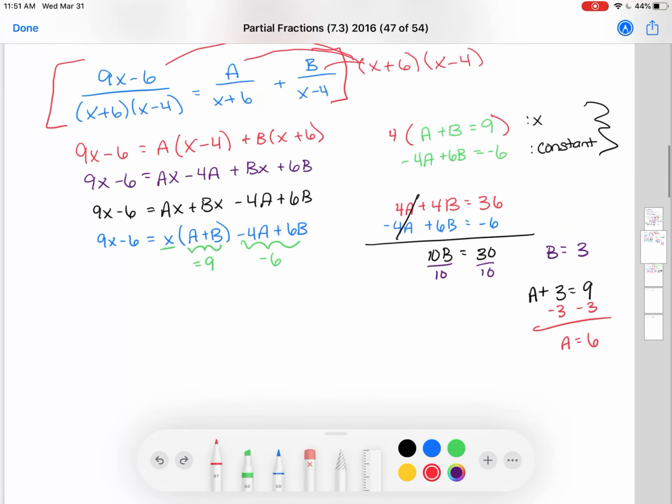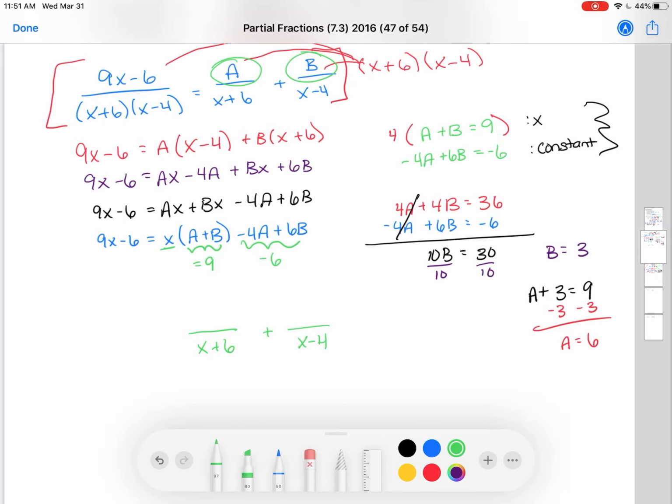And now to finalize my answer, I'm going to plug in my a and my b both into that partial fraction, being clear that my fraction with the x plus 6 and the x minus 4 match perfectly with the original a and b that I had.